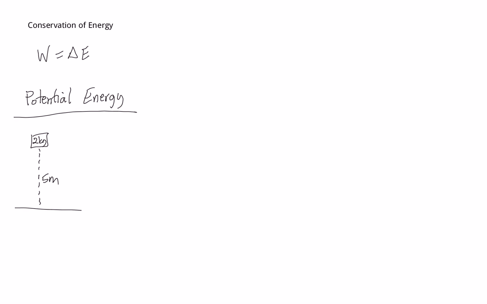Our formula for potential energy, and we use a little p to know which one it is, is mass times gravity times height, which is just a modification of work equals force times distance. Force was mass times acceleration, so in this case the acceleration is gravity, and our height is our distance. So it's an easy calculation: our potential energy would be 2 times 9.81 times 5, which gives us 98.1 joules. That means the object has 98.1 joules of potential energy.